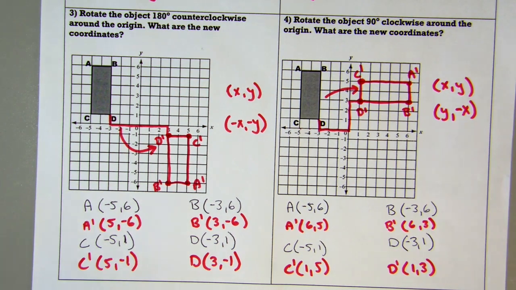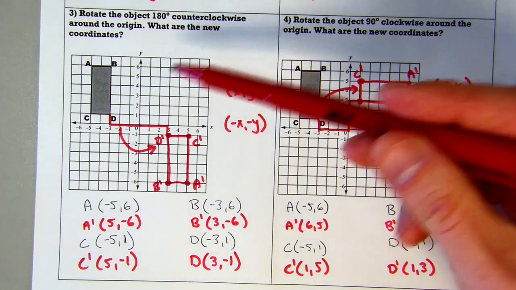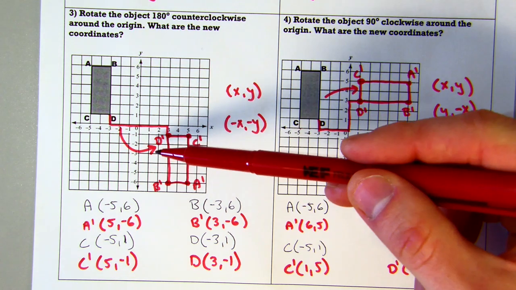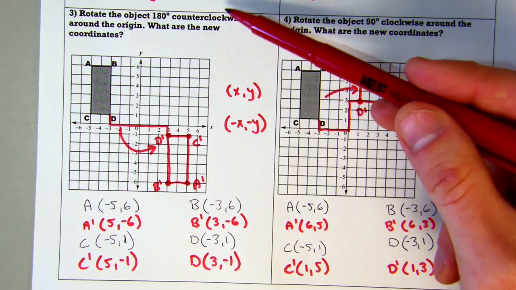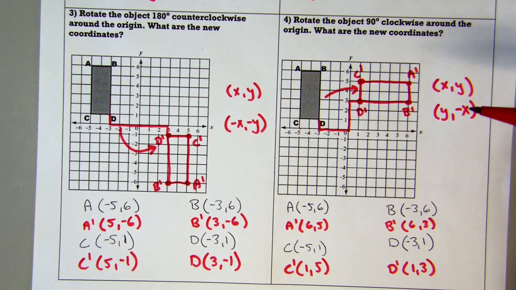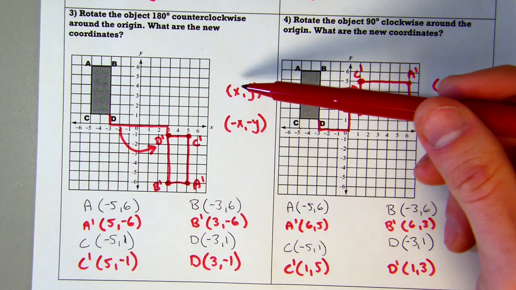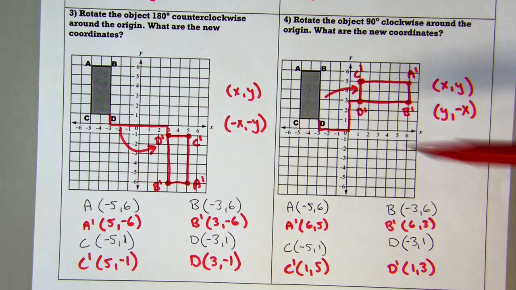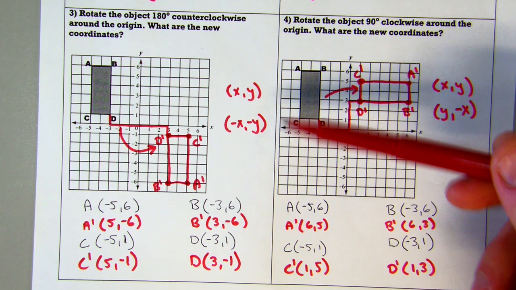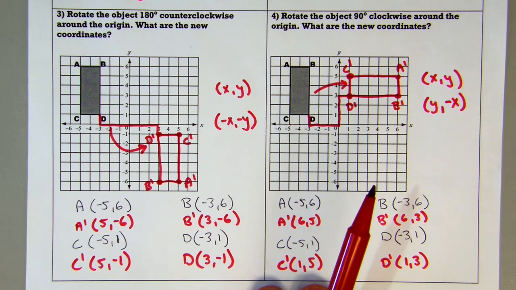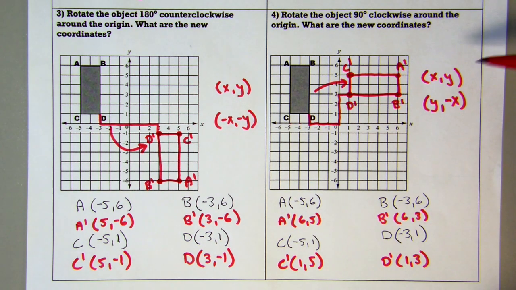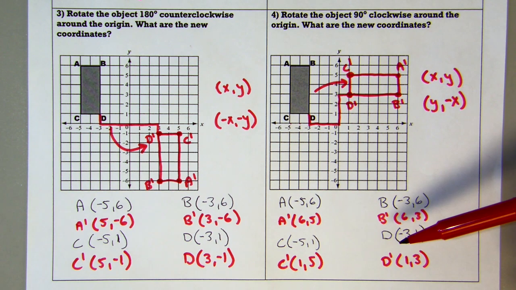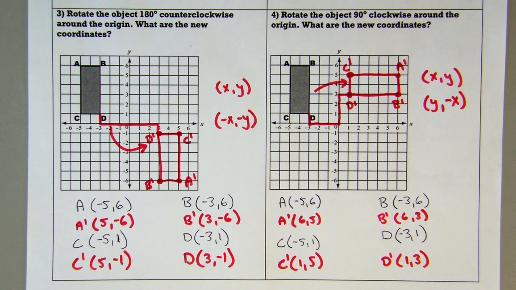Number 3. Rotate the object 180 degrees counterclockwise around the origin. What are the new coordinates? Again, when you go 180 degrees, you're moving 2 quadrants. You can go counterclockwise or clockwise. This one says counterclockwise, so we want to make sure we follow that. You should get an answer of x, y turns into negative x, negative y. And there are your coordinates to compare if you didn't get the right answer. And number 4, we have rotate the object 90 degrees clockwise. You should have gotten an answer of x, y turns into y, negative x. And again, there are your prime coordinates so that you can compare to make sure.